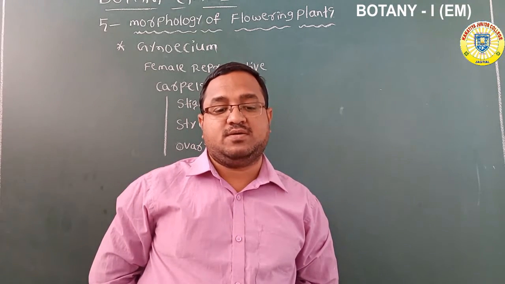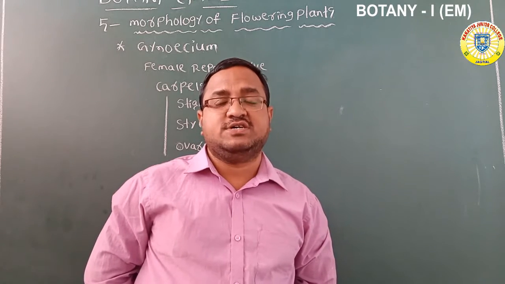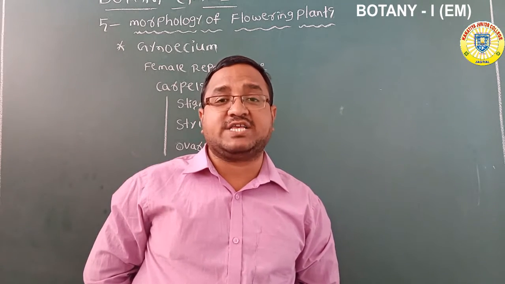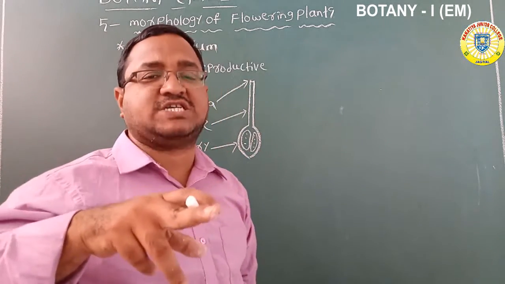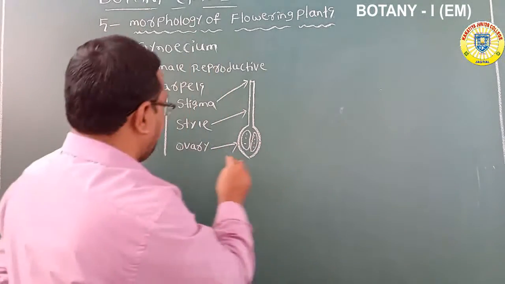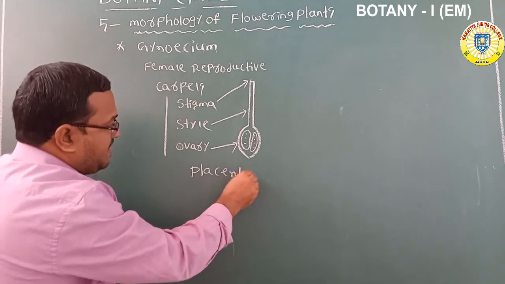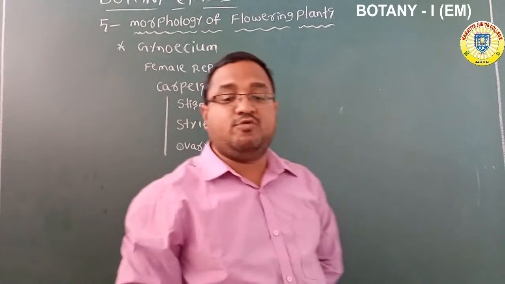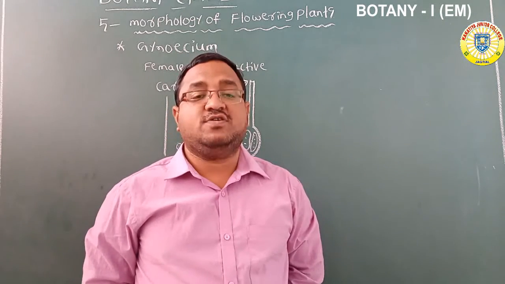Each ovary has one or more ovules. These ovules are attached to a flattened cushion-like structure. The flattened cushion-like structure is called the placenta. On the placenta only, the ovules are arranged.